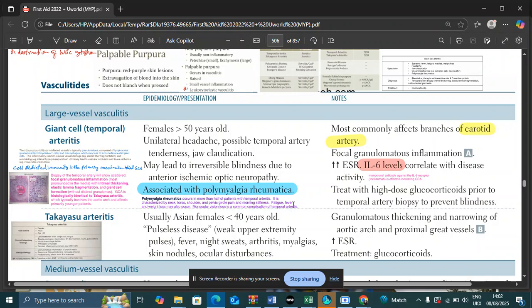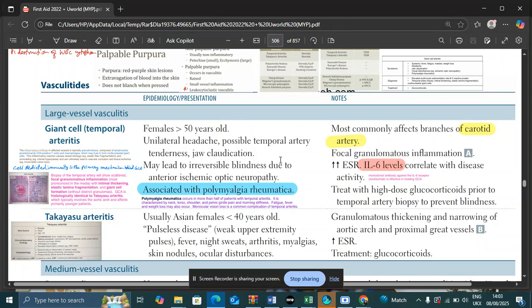So basically the treatment of choice for both polymyalgia rheumatica and giant cell arteritis is the same, which is glucocorticoids, but the dose is different. Okay, in polymyalgia rheumatica we give the patient low dose glucocorticoids, while in giant cell or temporal arteritis we will give them high dose glucocorticoids.